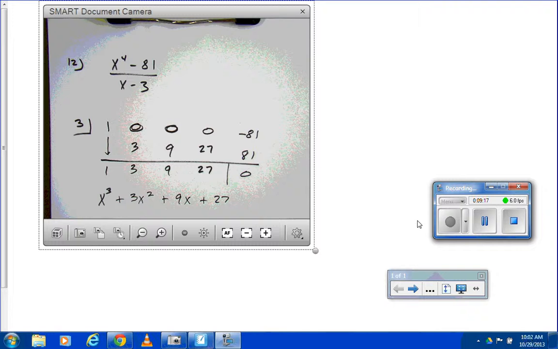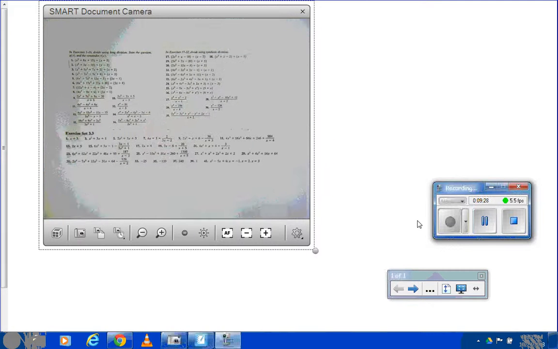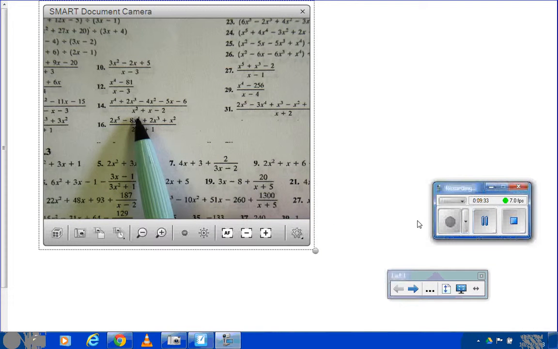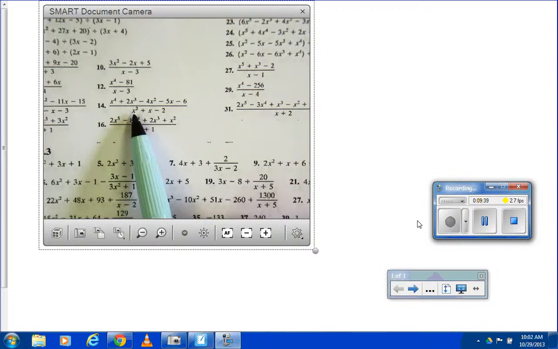Now this is the part that sucks. Long division takes a lot longer, so synthetic division is preferred, but we can't always use that. Now let's look at number 14. What do you notice there about that divisor? It's x squared, which means it's not linear, it's actually quadratic. So we can't use synthetic division, we've got to use long division.